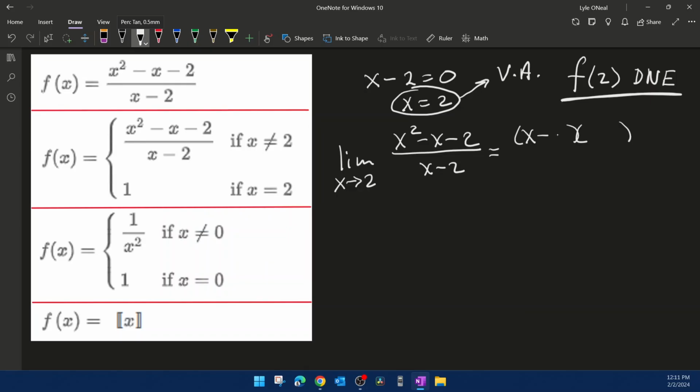It's going to factor as x minus 2, x plus 1, all over x minus 2, where we can see we have a common factor. Not only do those factors eliminate, but that does eliminate the divide by 0 error that we run into with direct substitution. And so now we can just plug and play. 2 plus 1 is 3, and we can see that this limit does exist.